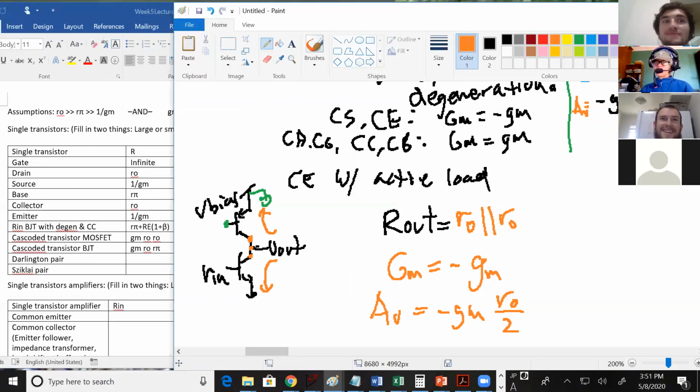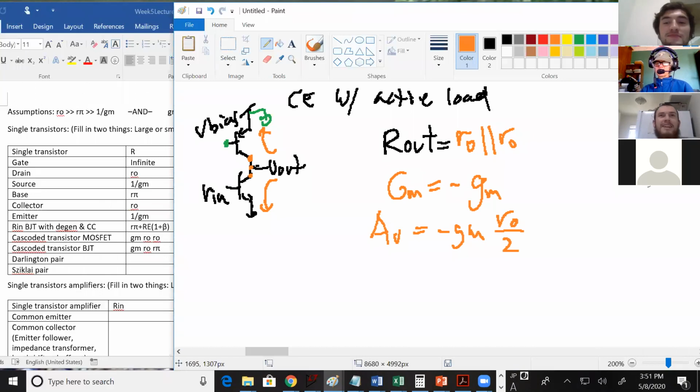So can you think of another way to get something that looks like an even bigger resistor?